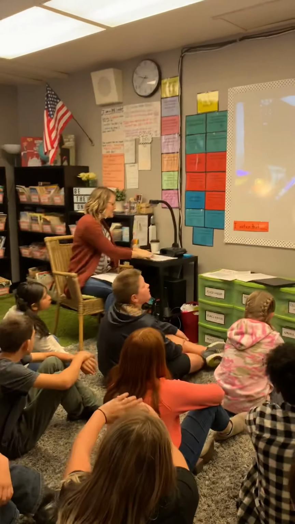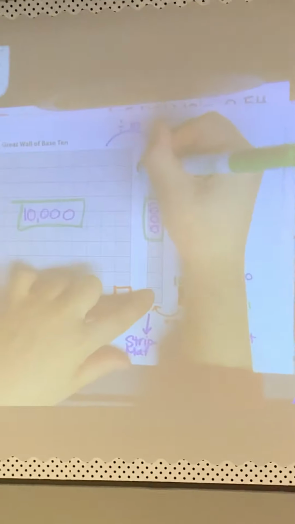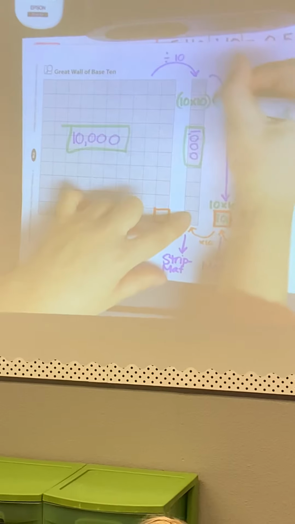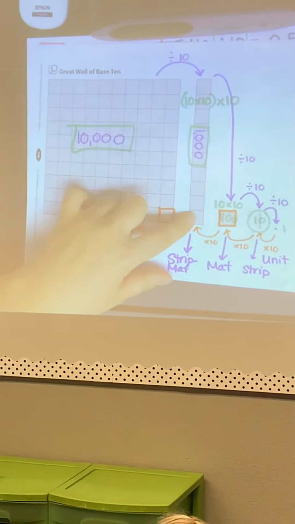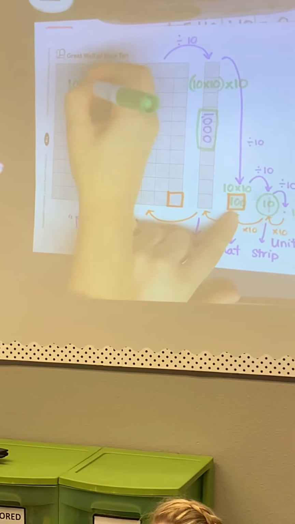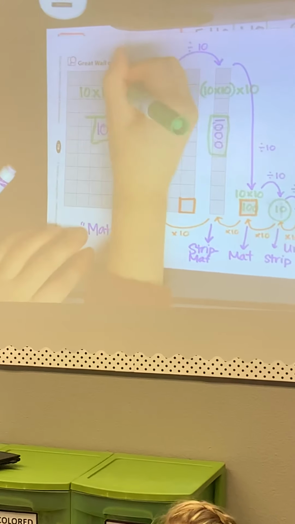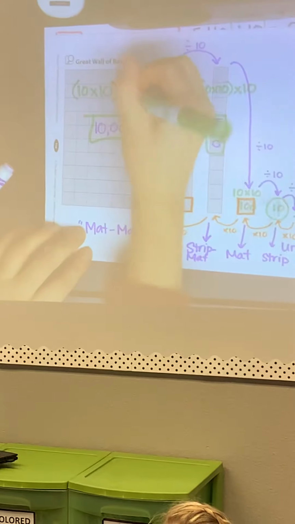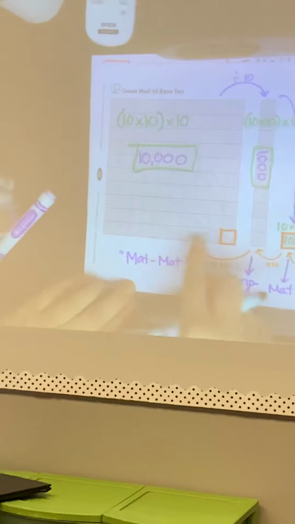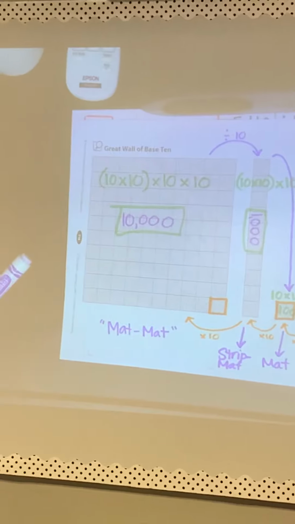Okay, and this is how many of the 10 by 10s? So we have the 10 by 10s, which was our mat, and then we multiplied that by 10 again. To make our 100, our 10 by 10, you multiplied it by 10 to get the strip mat, and then what did you have to do with the strip mat to get this? Multiplied it by 10 again. Ooh, that's a lot of equations.